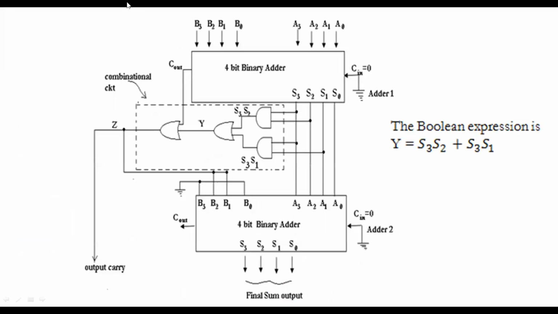This is the actual circuit diagram. Observe carefully here, and if you have any doubt, ask. This is the first 4-bit binary adder which performs the BCD addition. The numbers are actually in BCD. Here it performs the BCD addition of A3, A2, A1, A0 and B3, B2, B1, B0.